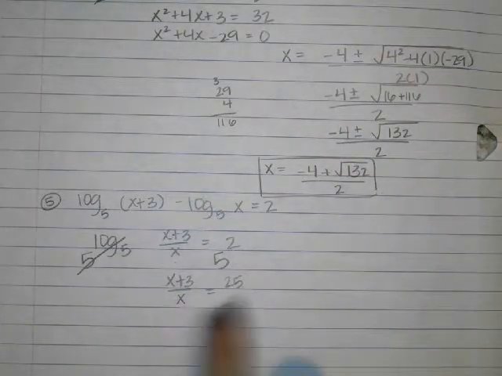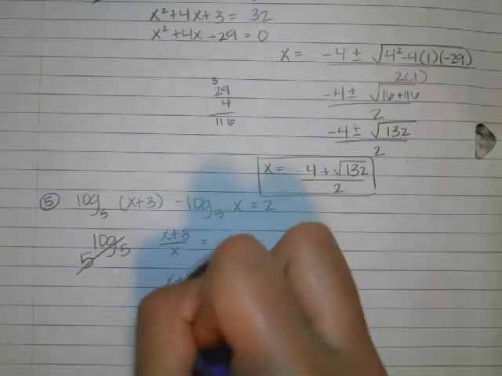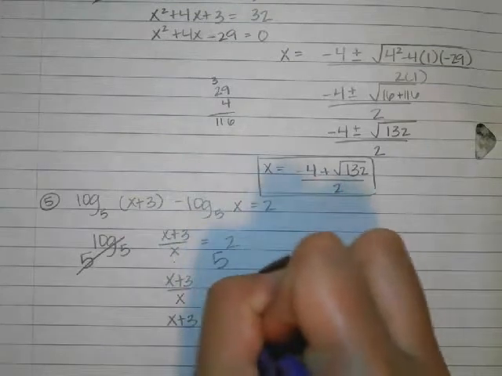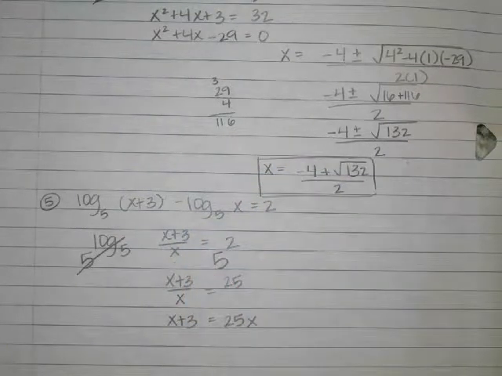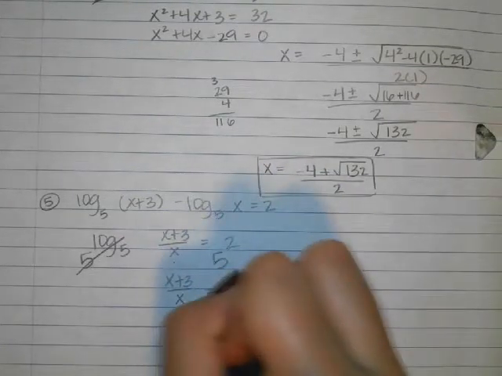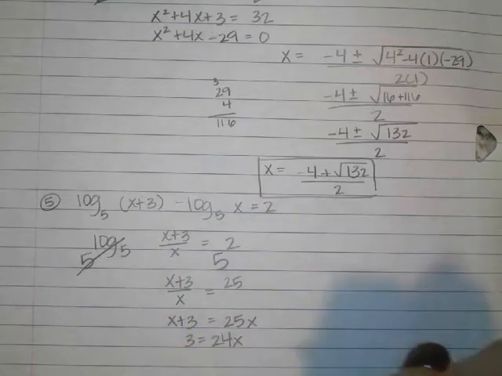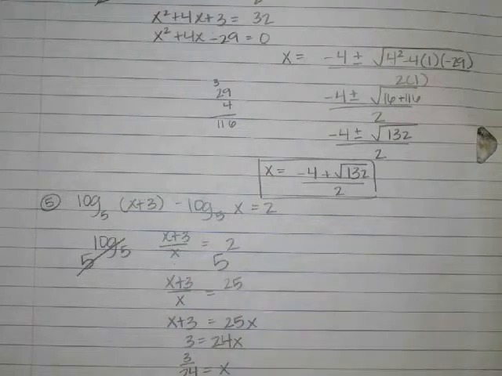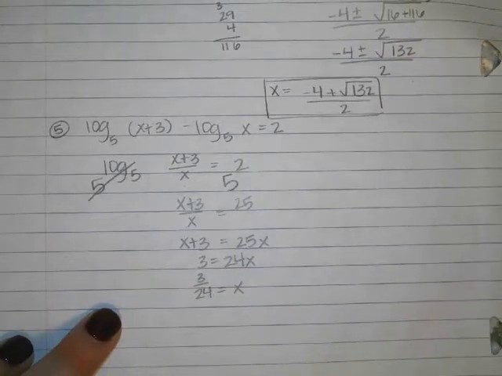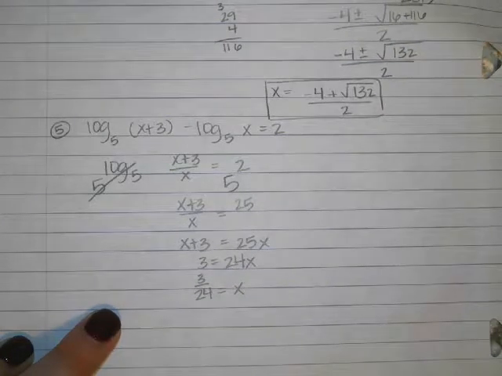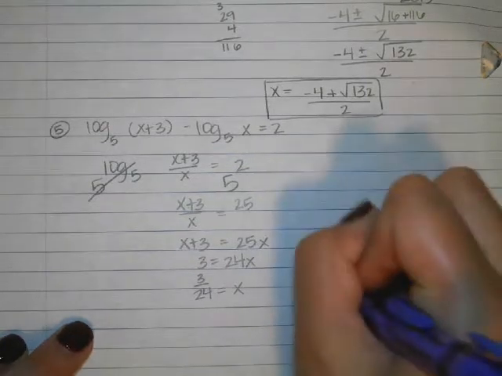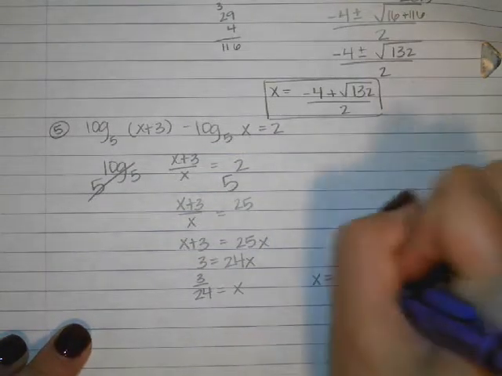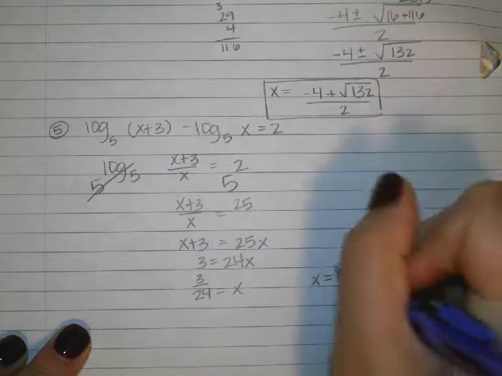I can go ahead and multiply the x to the other side, so x plus 3 equals 25x. Subtract the x over, 3 equals 24x. Divide by 24. In a multiple choice answer, that would be simplified. In a free response, you could leave it. So here I'm going to say the top and the bottom are both divisible by 3, so that's going to give me 1/8.